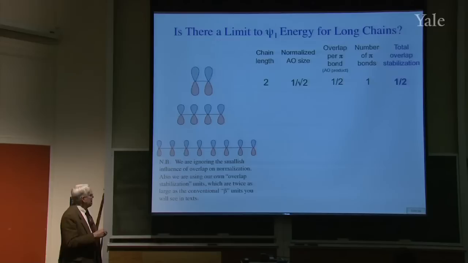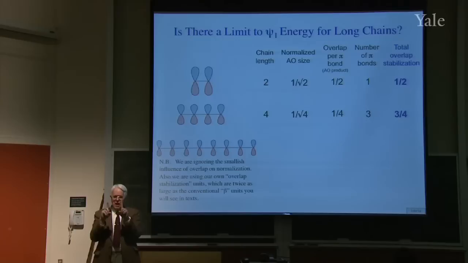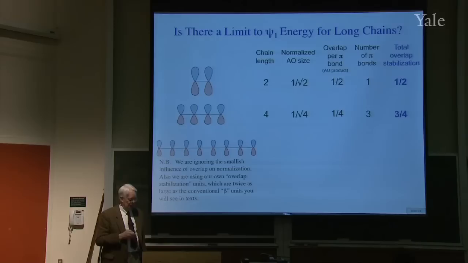Okay, now suppose we have 4 in a row. Now the chain length is 4. The normalized size is 1/√4, so that you can square and sum them up and get 1. And now the overlap between each pair of neighbors is 1/√4 times 1/√4, right? So it's 1/4. Okay, and there are 3 such bond interactions here, here, here. So there are 3 times 1/4, or 3/4. So indeed, it's more stable. That lowest energy orbital, the one that's approximated like this.